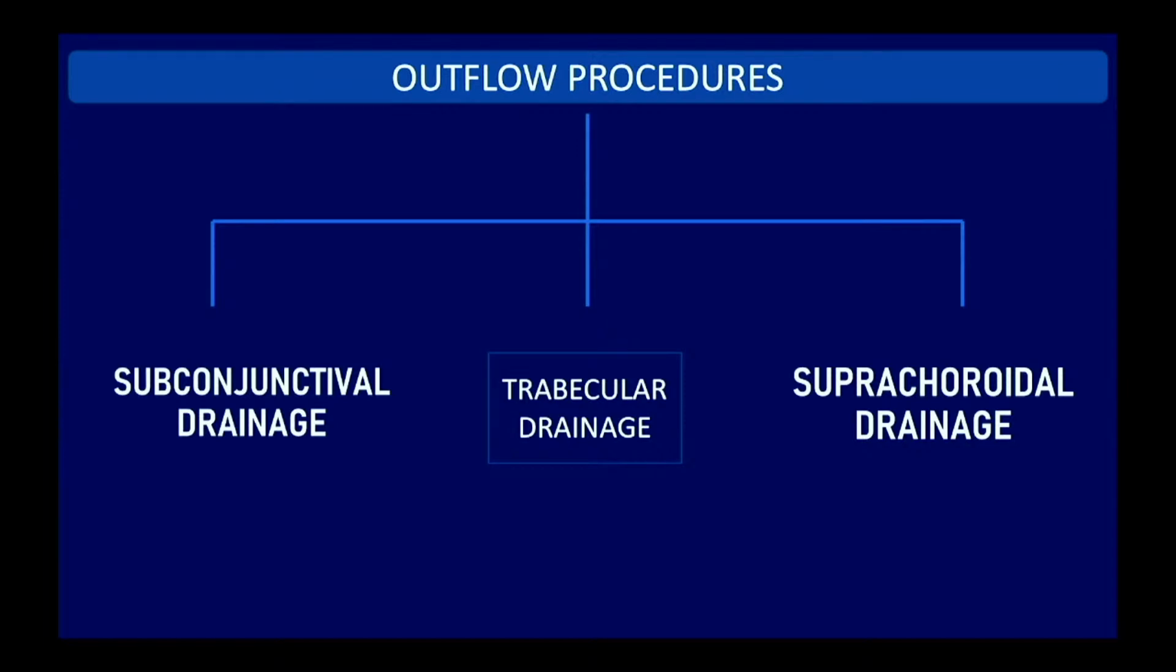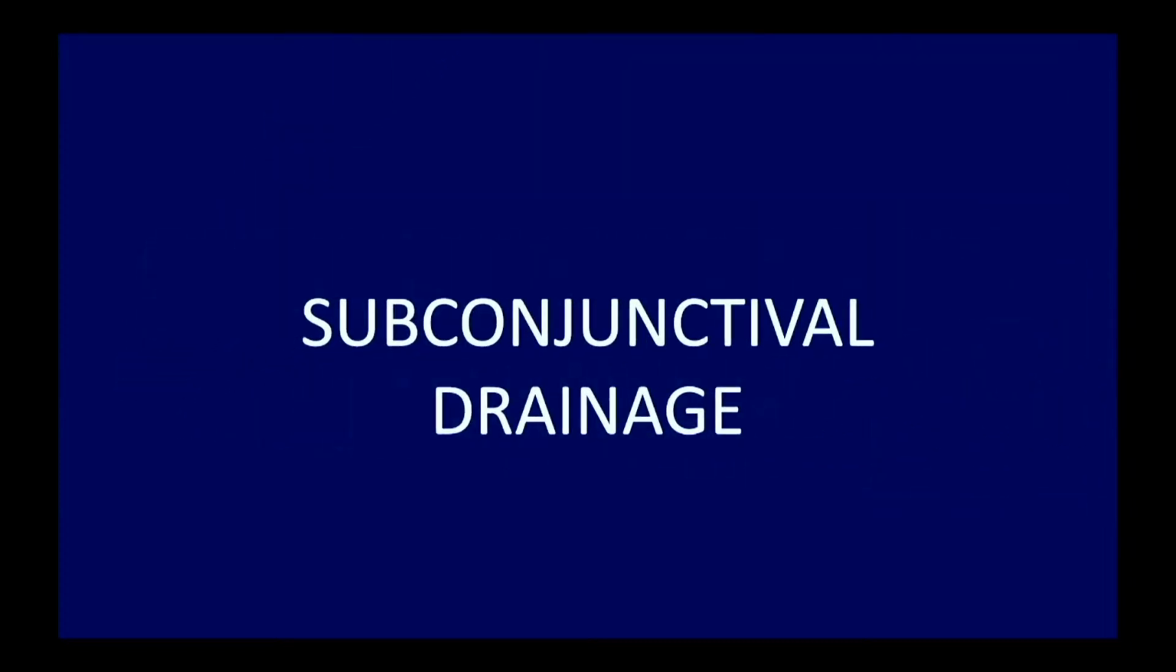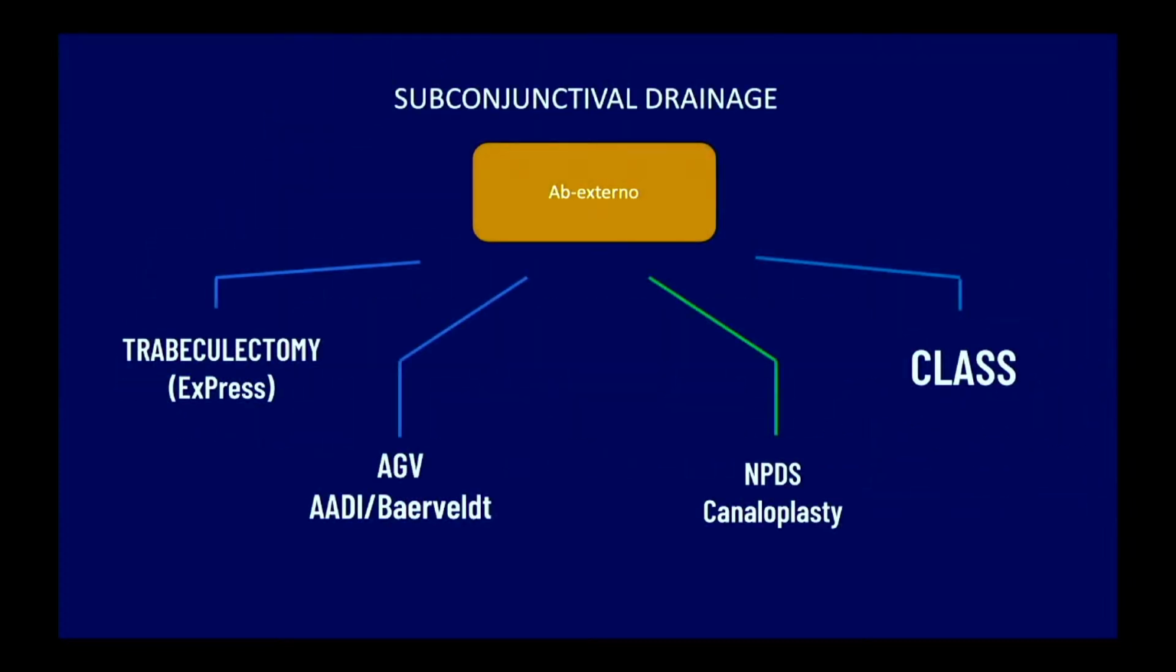And now there is a lot of focus on trabecular drainage. How can we directly get into the Schlemm's canal? And then the third, suprachoroid, which is again a space which people have worked on, but not many of those devices are very successful. When you talk about subconjunctival drainage, trabeculectomy, as I said, is the gold standard, but there are a lot of modifications which have happened over trabeculectomy, and one is the use of a shunt also, called an Express shunt.